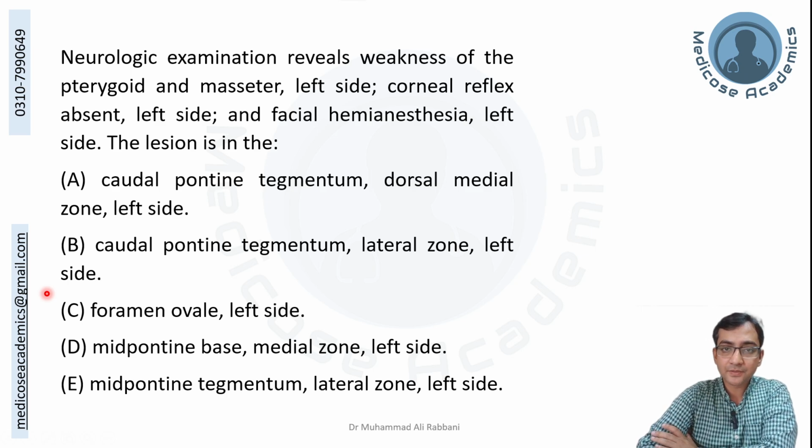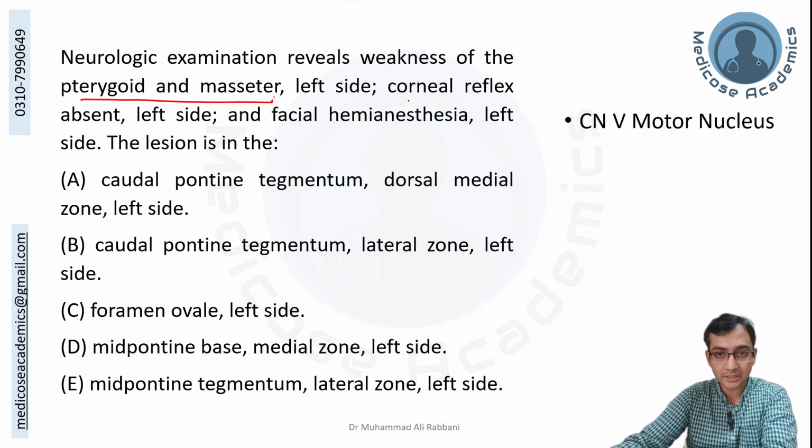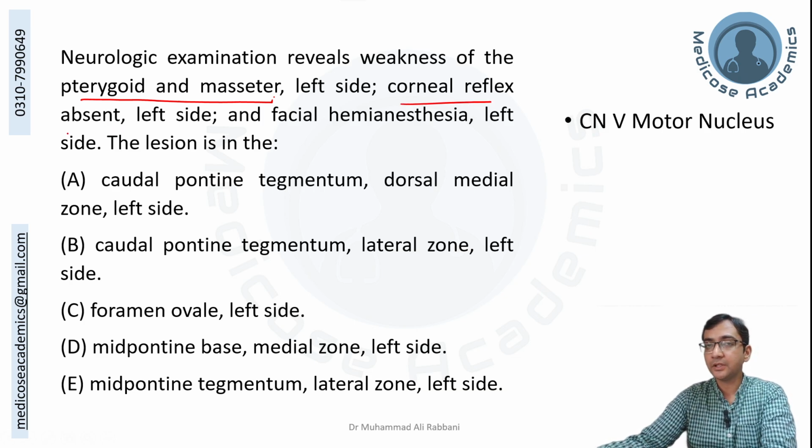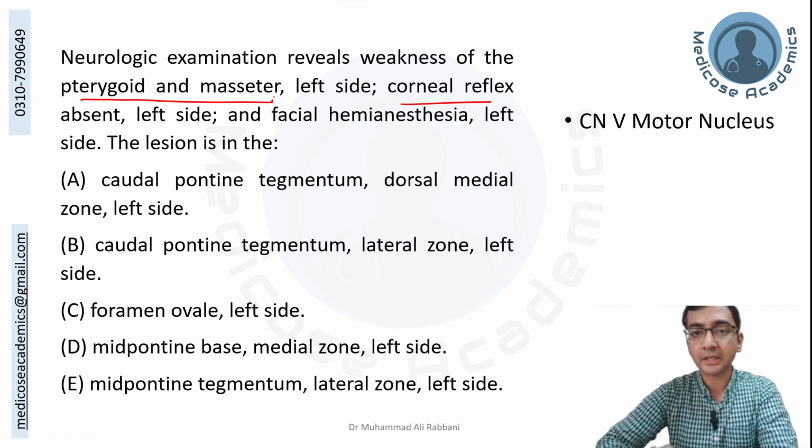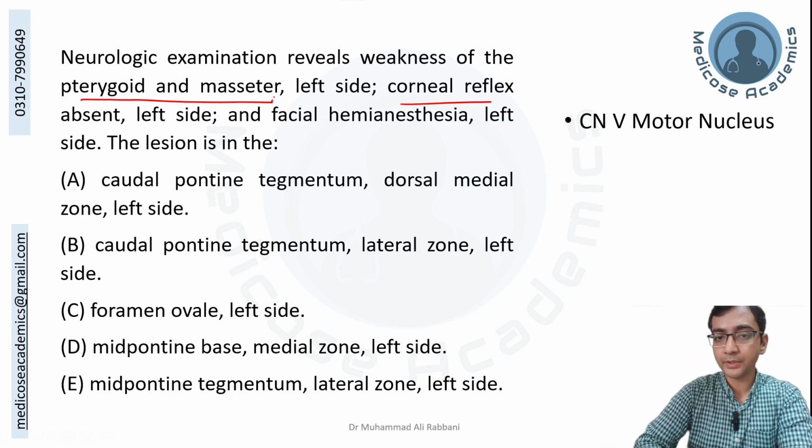Neurological examination reveals weakness of pterygoid and masseter, left side. Corneal reflex absent, left side. Facial hemianesthesia, left side. What is the lesion? So let's figure it out. Weakness of pterygoid and masseter, these are two muscles of mastication, so it's the motor nucleus. Corneal reflex absent, so either the sensory component is missing or the motor component is missing.